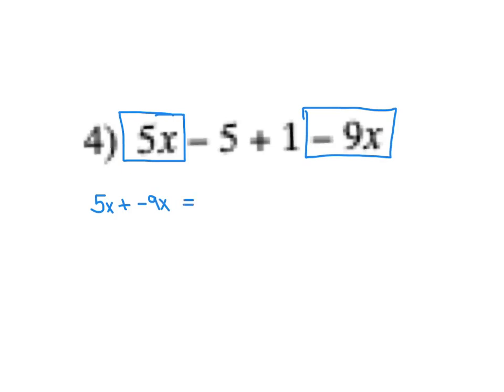Now we're adding numbers with different signs, so we'll subtract. 9 minus 5 is 4. My larger number is negative, so my answer is negative 4x. Okay, so that's when I combine my x's.